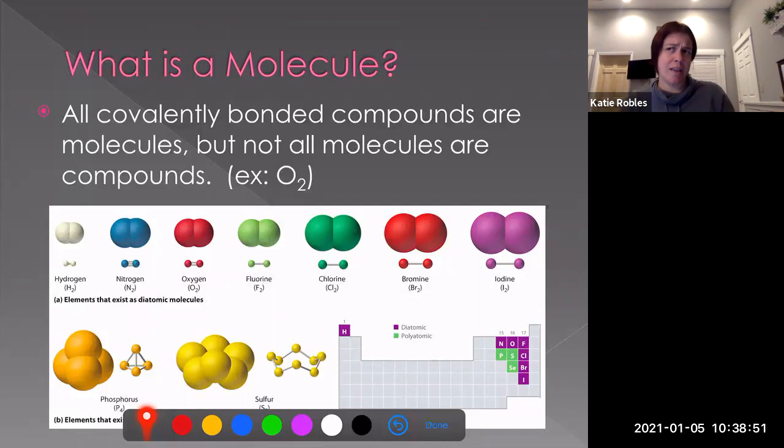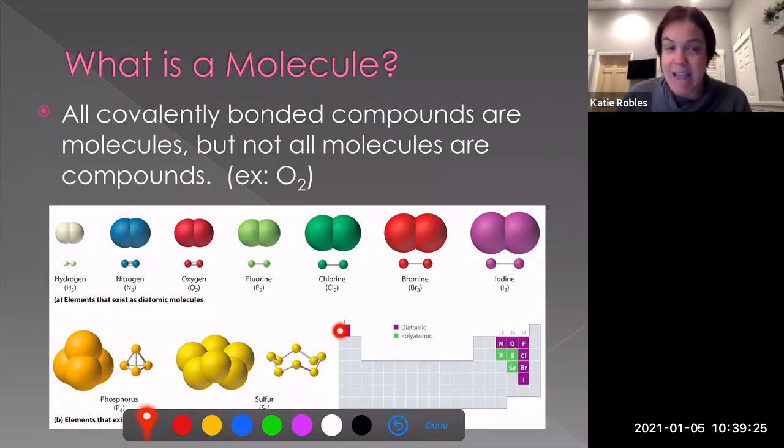All right, this is like an old ACT question or something. All covalently bonded compounds are molecules, but not all molecules are compounds. Ooh. So all covalently bonded compounds are molecules. Good, we got that. H2O, NH3, CH4, cool. But not all molecules are compounds, and these would mostly be right here, the diatomics.